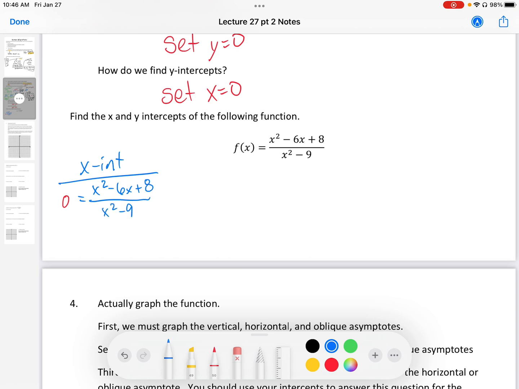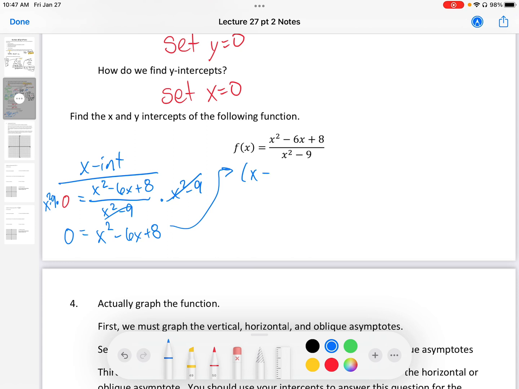Okay, I need to get rid of the x squared minus 9, so I multiply that on this side, just like what we did. Now, when I do that, 0 times x squared minus 9 ends up giving me 0 equals x squared minus 6x plus 8. So really all you're doing when you're finding the x-intercept is just looking at the top. The top of the fraction will tell you what the x-intercept is. Okay, so I'm going to go about factoring this.